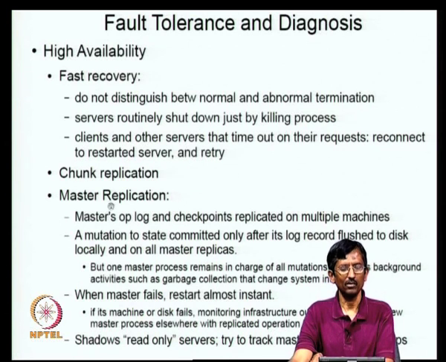So fast recovery is one, chunk replication is another one. We already discussed this part. We have not discussed the master replication. Basically, the master also keeps some shadows. These are not mirrors. Mirrors are those in which an exact copy is there. A shadow has most of the stuff the master has, but it is slightly delayed. It might be behind by a few operations.